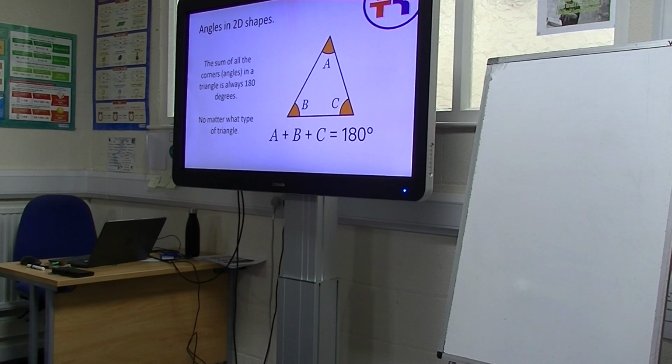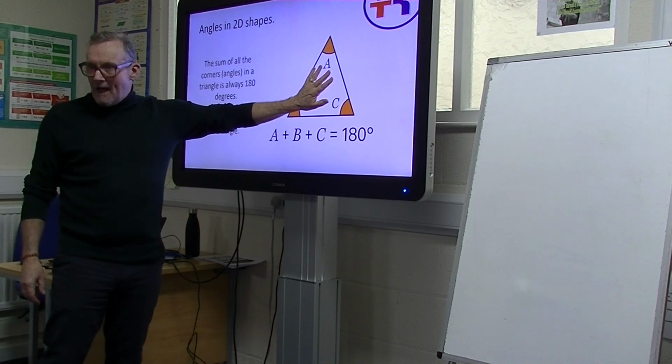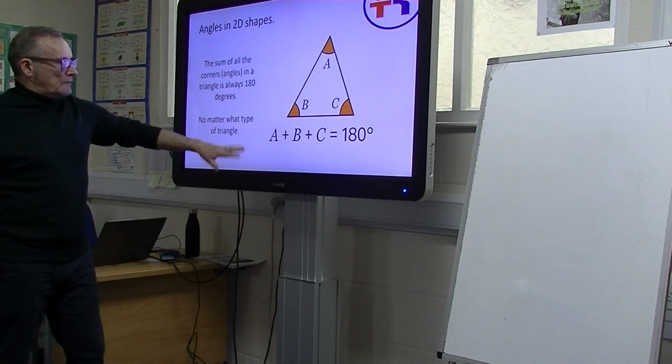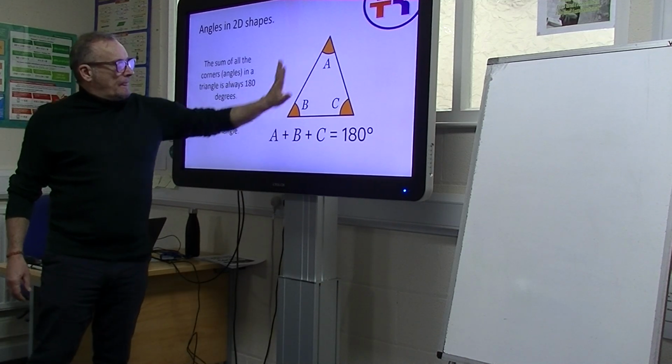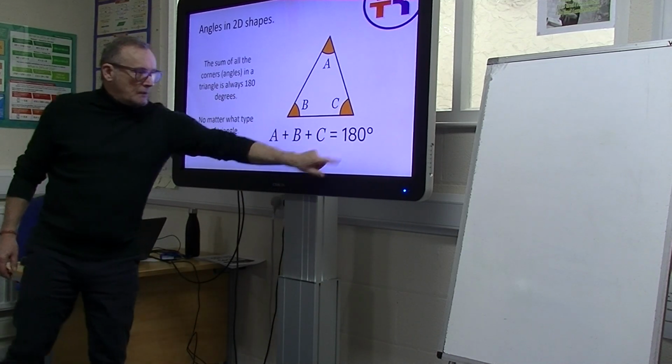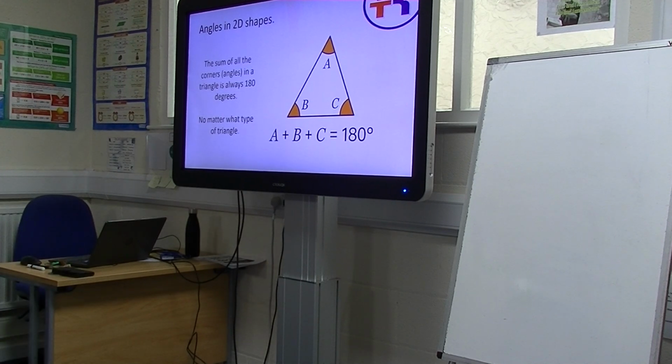That means that the angles in a rectangle or a square or a quadrangle, any four-sided shape, is 360 degrees. Because remember, a triangle is half of a square or a rectangle. So it's all 180 degrees. A plus B plus C equals 180. And it doesn't matter what shape the triangle is. Okay?